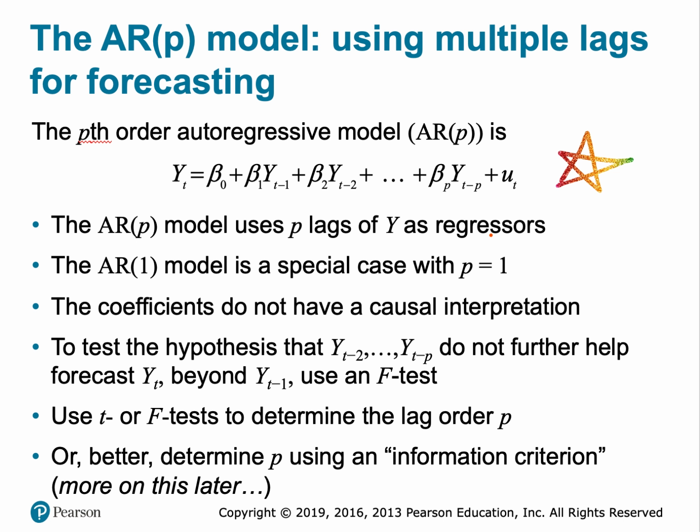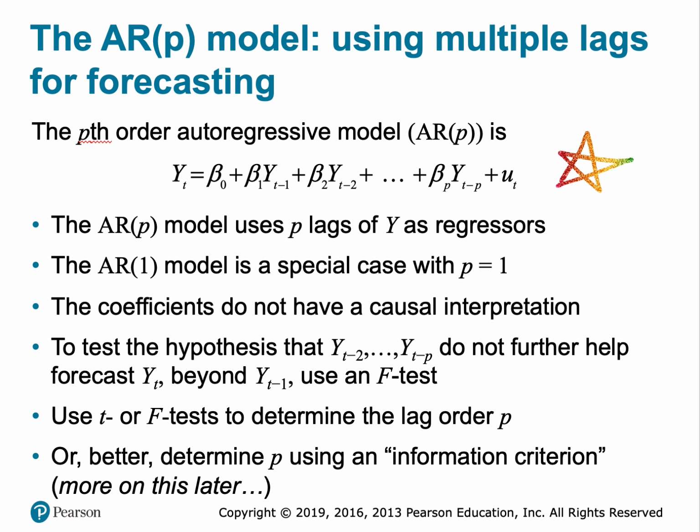And in a video or two, we're going to discuss how to choose how many lags to include in the model. The AR(1) model is a special case where p equals 1. And again, these coefficients do not have a causal interpretation.